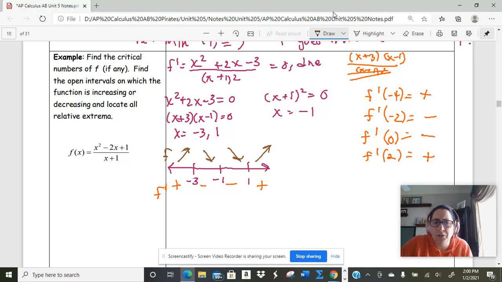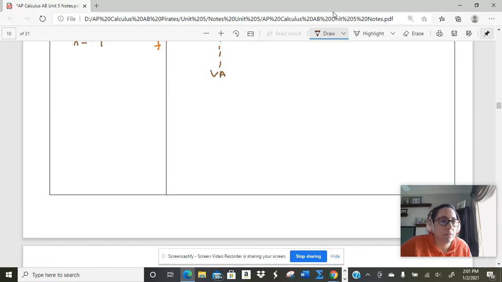So why is this decreasing, decreasing? There's a couple of possibilities. It could be a point of inflection, or it could be a discontinuity of some sort. And absolutely it is. Look at that. We have a VA when x is -1 because I don't have the same factored thing on top and bottom. So this right here is a VA. Okay? So see if you can write everything else out. Pause me, and then when you're ready, unpause.